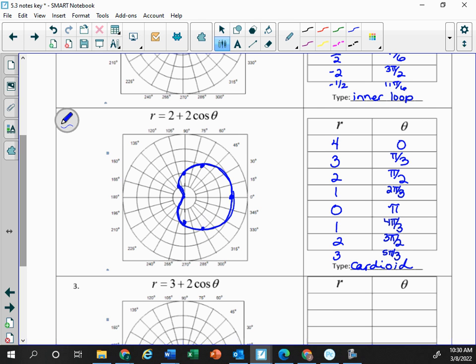Pac-Man instead, is that what we said? That is what a cardioid looks like. And now that was a cosine one, so it's symmetric across the x-axis. If it was sine, what do you think would be happening? Yeah, you'd have a cardioid one way or the other, either up facing or down facing. We'll look at all those different things, but that's the general shape.